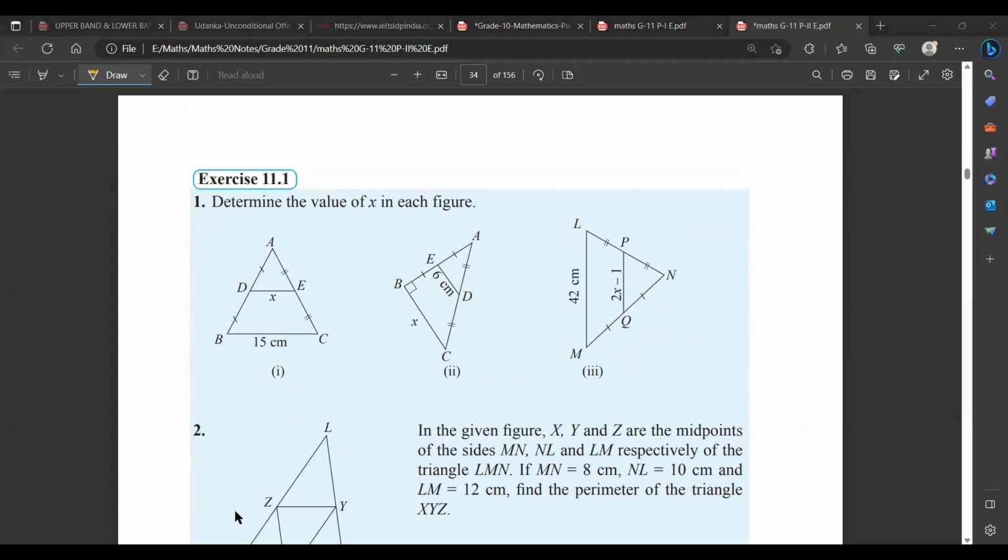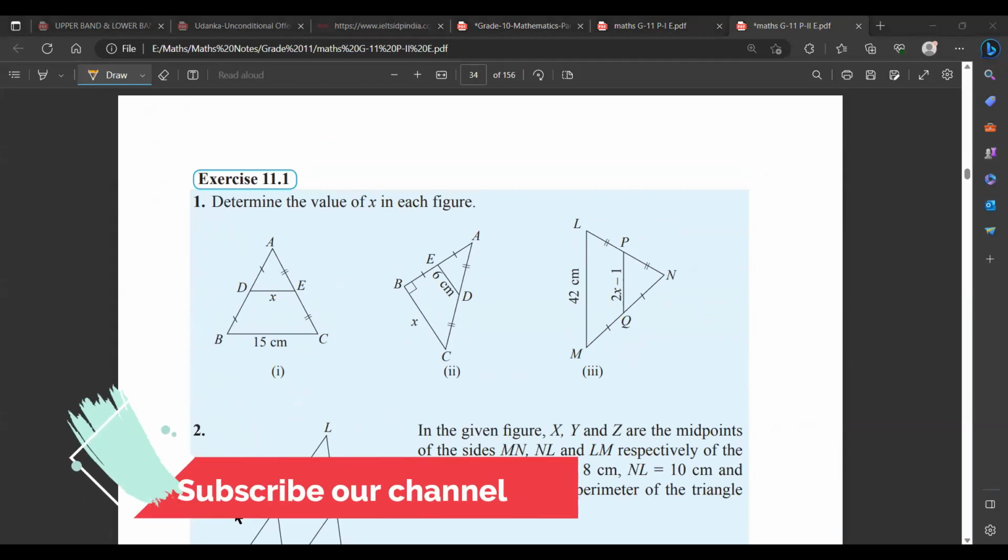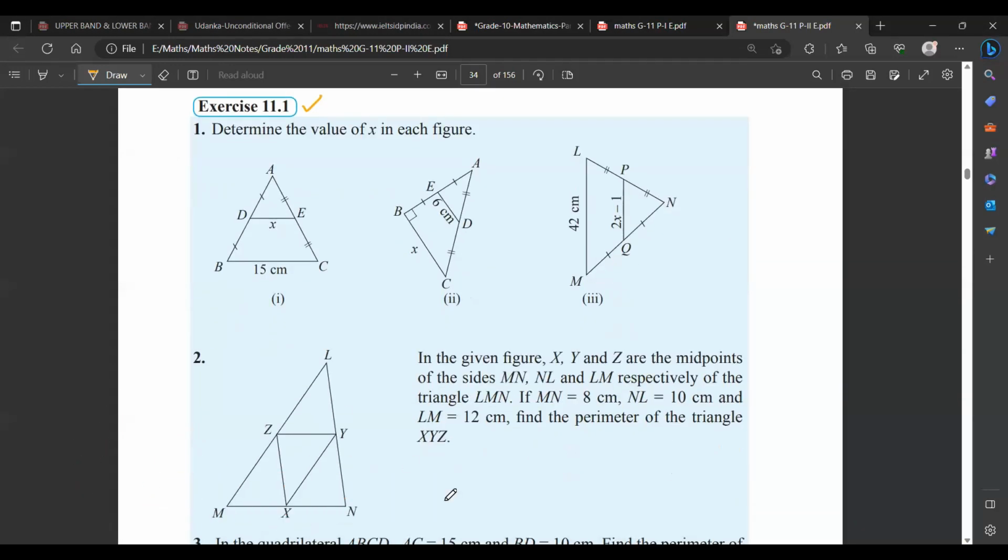Now you can start exercise 11.1. You only need to know one small thing: if there are two midpoints, the other line should be half of that one. Only that much.